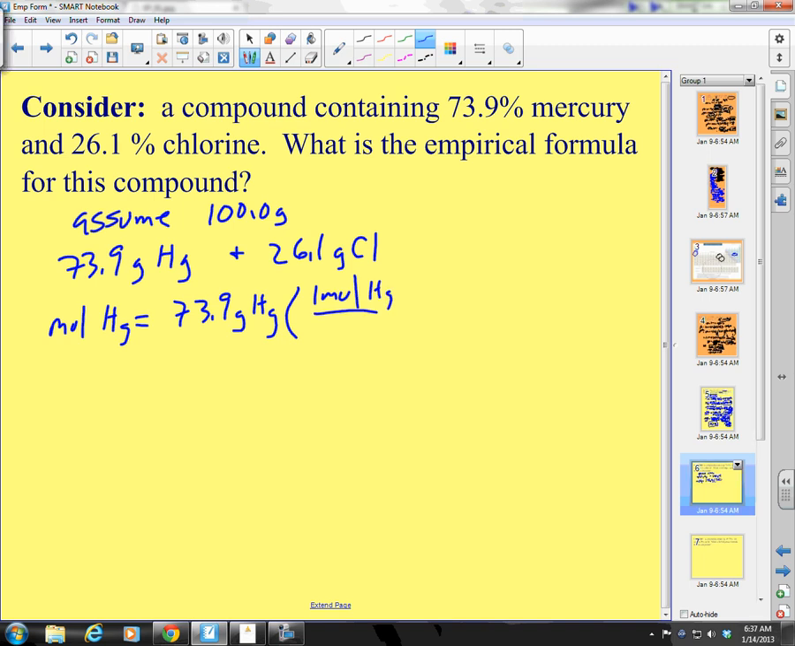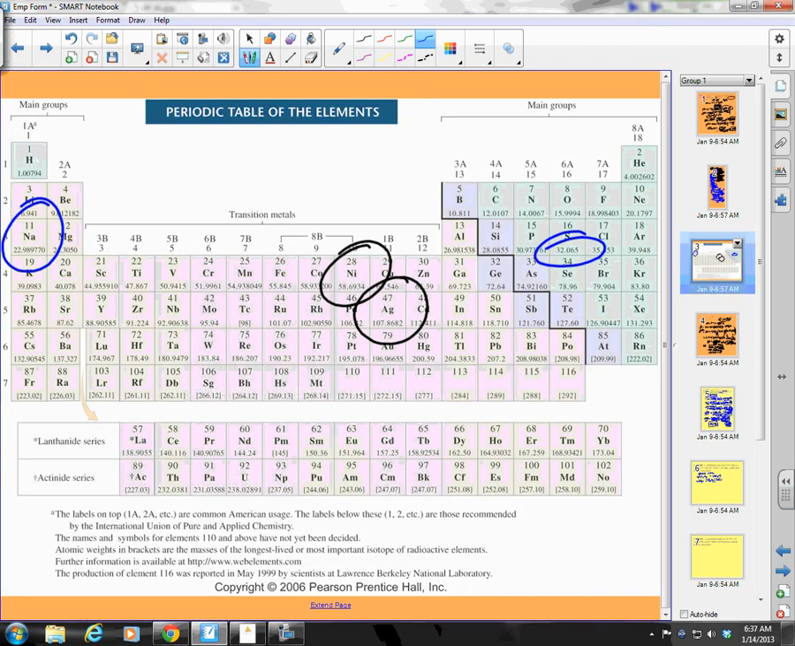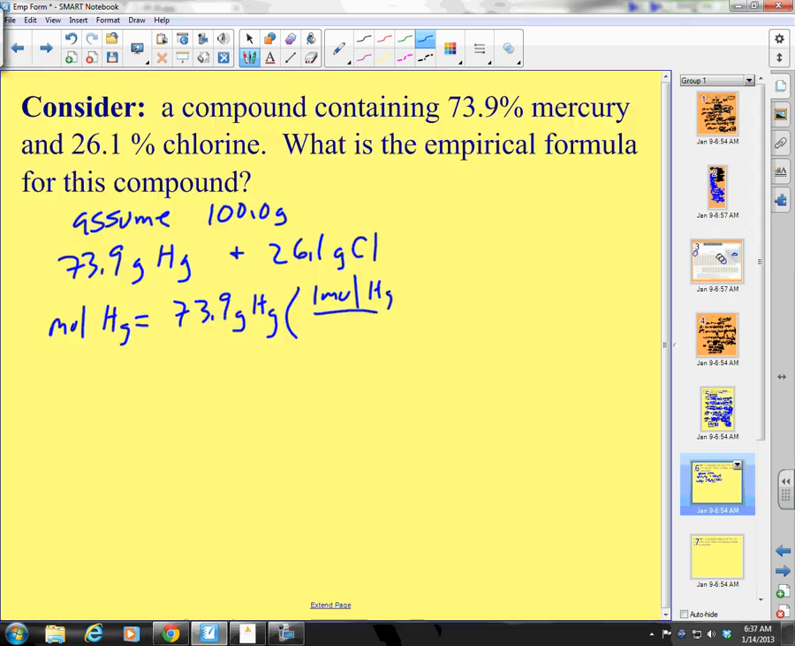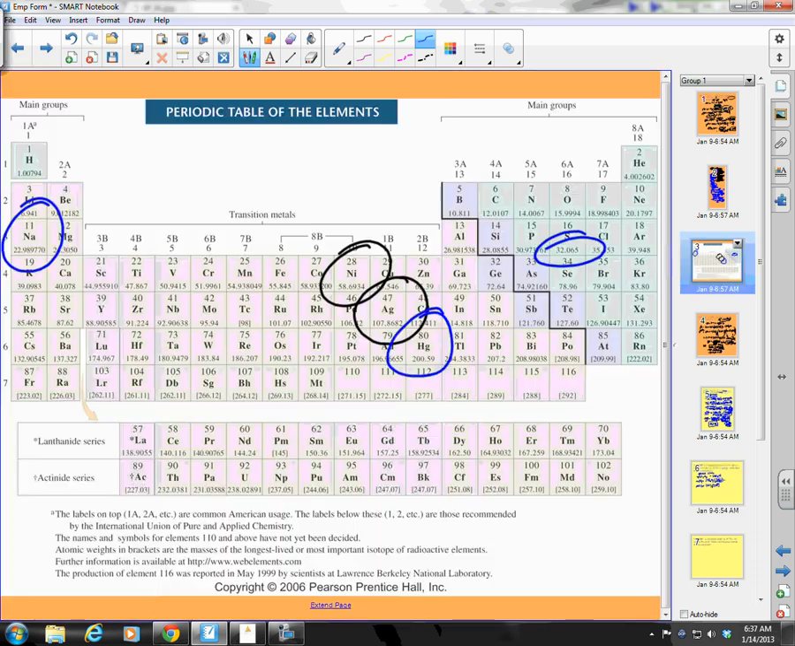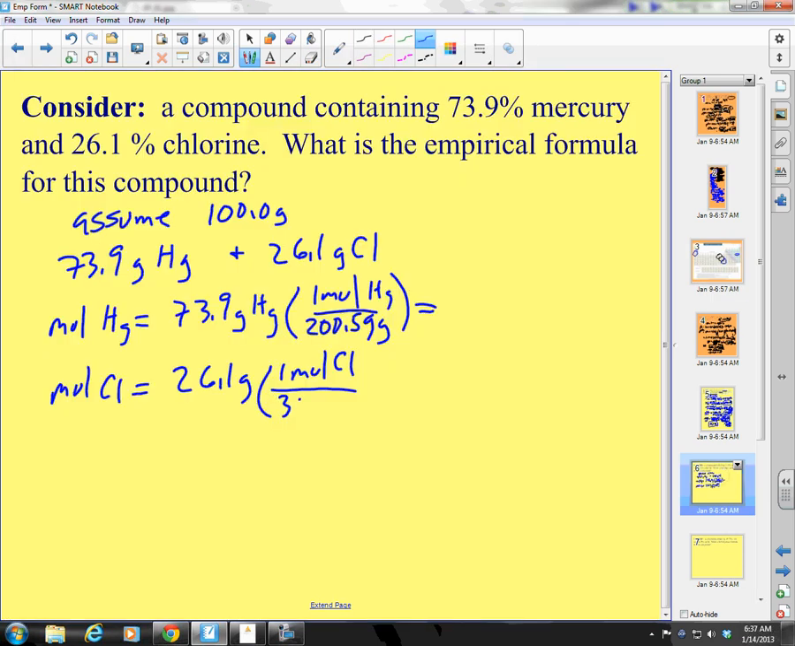Well, let's go to our periodic table. Where's mercury? 200.59. Wow, 200.59 grams. Okay, and then we want moles of chlorine, which is 26.1 grams times 1 mole of chlorine per what? Let's go back to our periodic table. Where's chlorine? Here is chlorine, and it's 35.45. 35.45 grams. Cool. Good. Now, let's do the numbers.